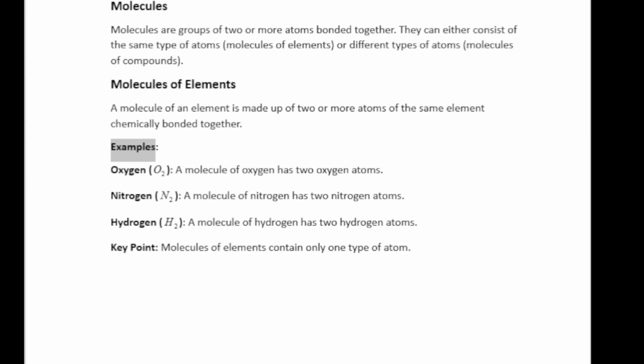Examples. Oxygen, a molecule of oxygen has 2 oxygen atoms. Nitrogen, a molecule of nitrogen has 2 nitrogen atoms. Hydrogen, a molecule of hydrogen has 2 hydrogen atoms. Key point, molecules of elements contain only one type of atom.